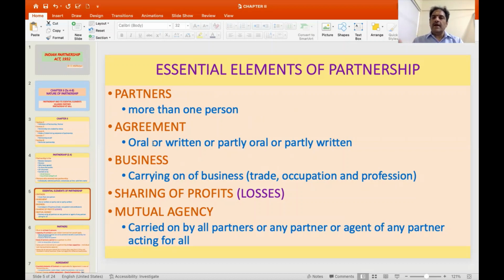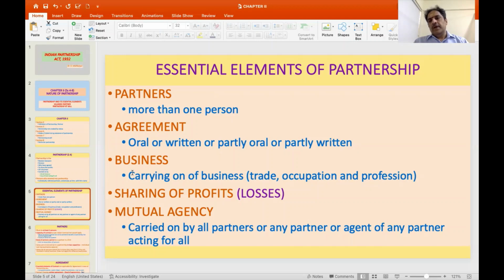The second essential element is an agreement, and it is not necessary that the agreement should be in writing. The agreement could be oral or written, or partly oral and partly written. We'll have to refer to section 11, which talks about the mechanism of terms of agreement between the partners. Then the section also talks about business. Business is defined in section 2, and it says business means every trade, occupation or profession. We'll try to examine what are the things in relation to business. Then sharing of profits is essential as per the definition, but sharing of losses also goes along with it. Then mutual agency is a very essential element which determines whether the relationship is a partnership or not.